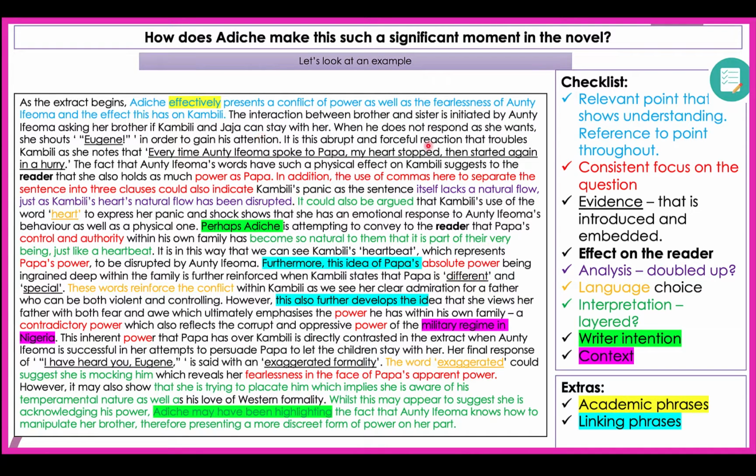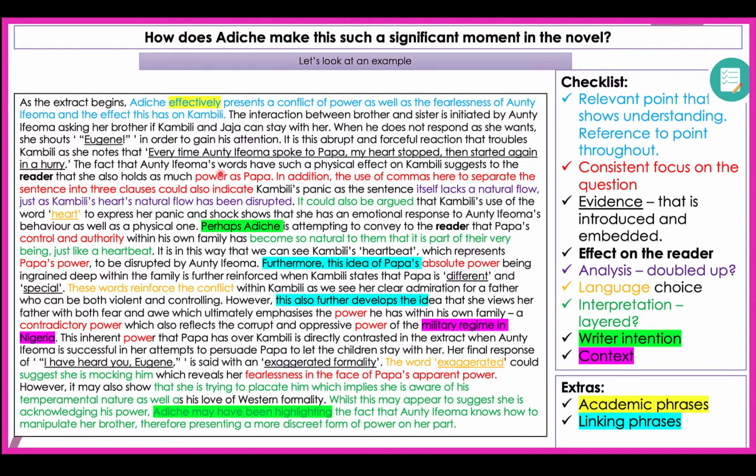It is this abrupt and forceful reaction that troubles Kambili, as she notes that every time Auntie Ifeoma spoke to Papa, "my heart stopped, then started again in a hurry." So I've got two quotations here in close succession. You don't have to analyse every single quotation. Some of your quotations you're probably just going to use as reference points or to develop something that you're going to say about a second quotation. So I actually couldn't really get to this quotation without prefacing it with the fact that she shouts his name.